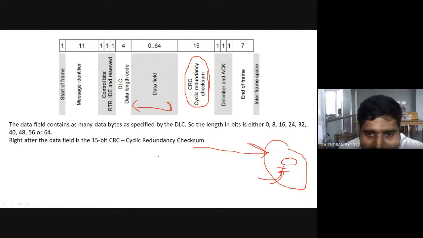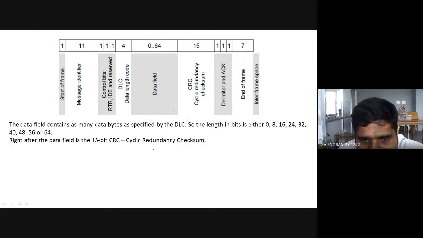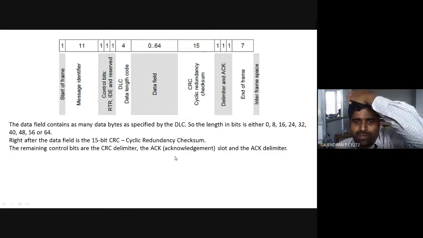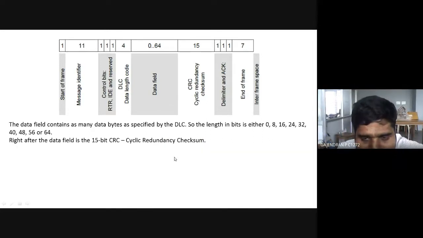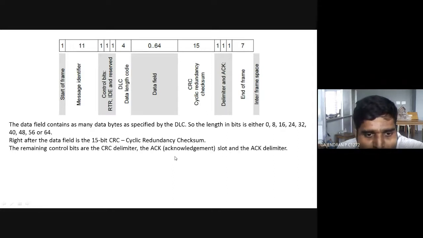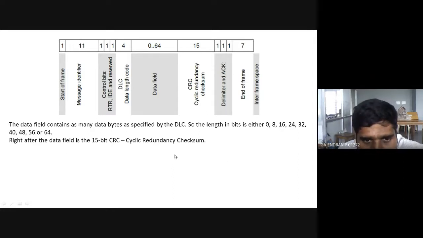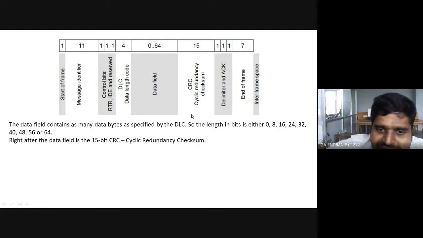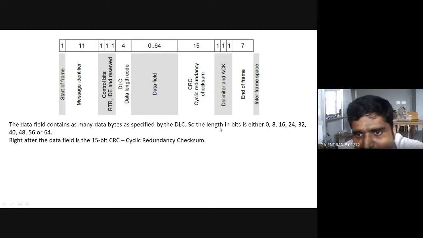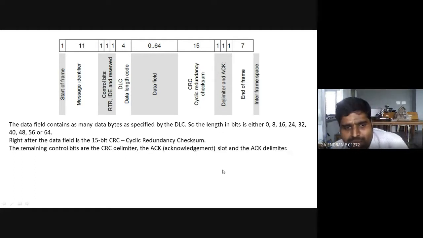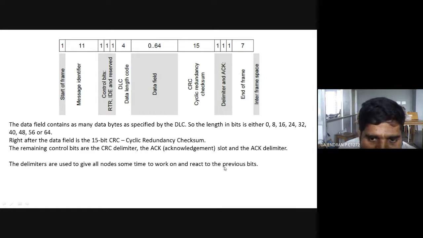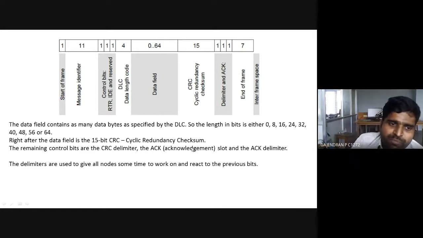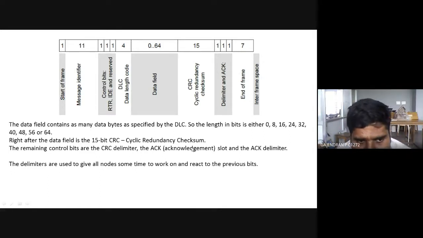there is some error. In the cyclic redundancy check topic we will discuss error checking in detail later. Don't worry. At this point, remember that the 15-bit cyclic redundancy checksum is a value used to check whether my data is erroneous or error free. Then you have a delimiter and the acknowledgement bit. Acknowledgement is used to indicate whether we received the data or not.